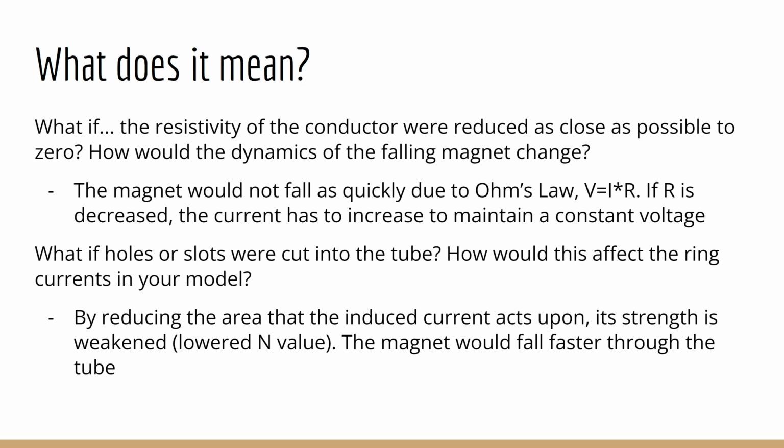So, what does it mean? What if the resistivity of the conductor was reduced to 0? How would the dynamics of the magnet change? Well, the magnet would not fall as quickly due to Ohm's law. If R is decreased, then the current has to increase to maintain a constant voltage.